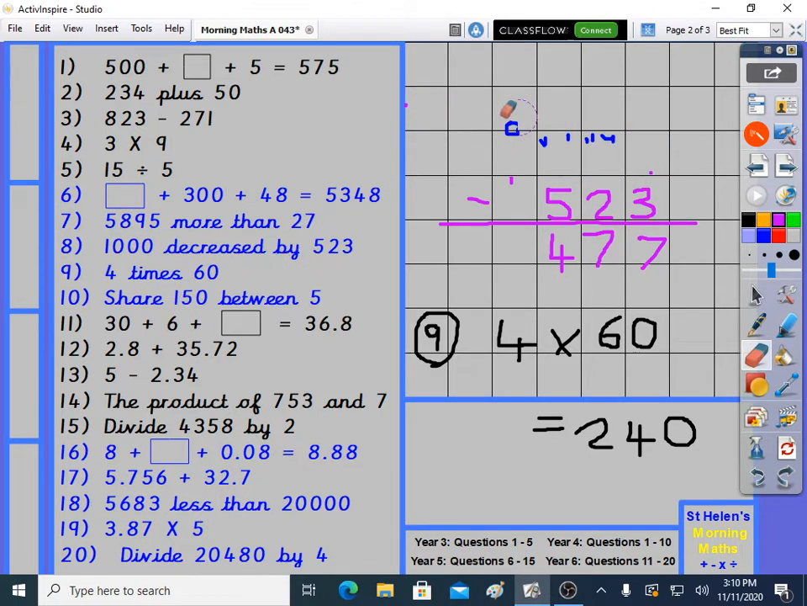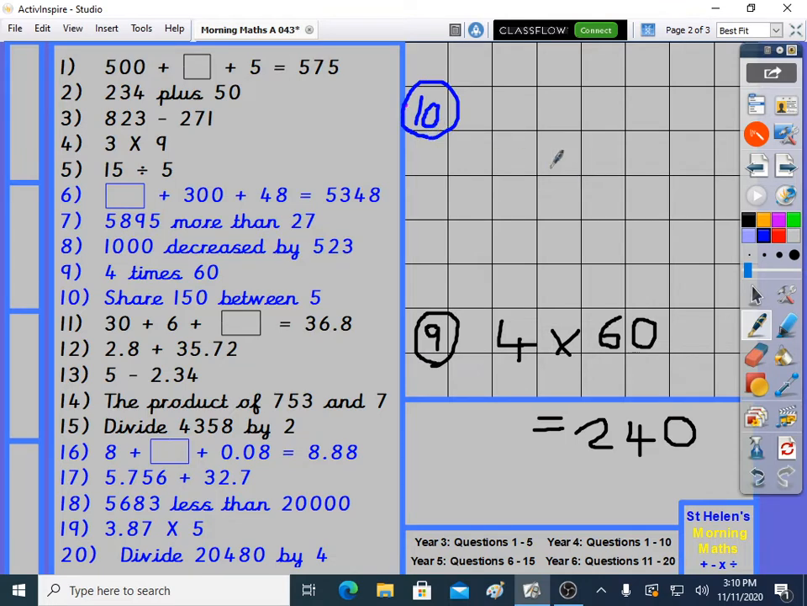And we'll go to question 10, which is share 150 between 5. Share 150 between 5. How many 5s in 1? 0, carried a 1. How many 5s in 15? 5, 10, 15 is 3, and then place a 0. I just did that with the bus stop automatically.